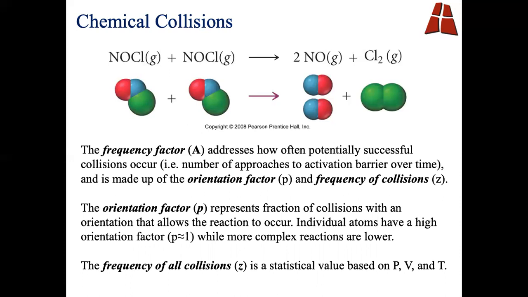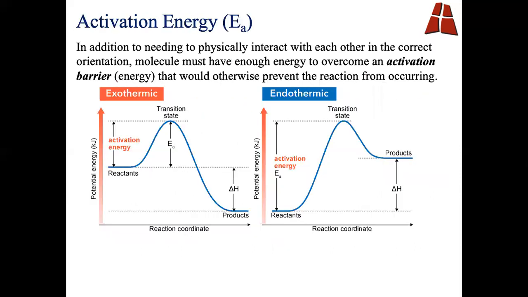You'll also have to consider Z, the frequency of the collisions, and this is a statistical value that will be determined essentially by our pressure, our volume, and our temperature of the reaction. And so finally, I want to talk about the activation energy of a reaction. And so this would be a barrier that prevents the reactants from simply being the products in the first place. And so in order for a reaction to occur where we go from our reactants to our products, they first must go through a transition state that has a higher energy value than our reactants.